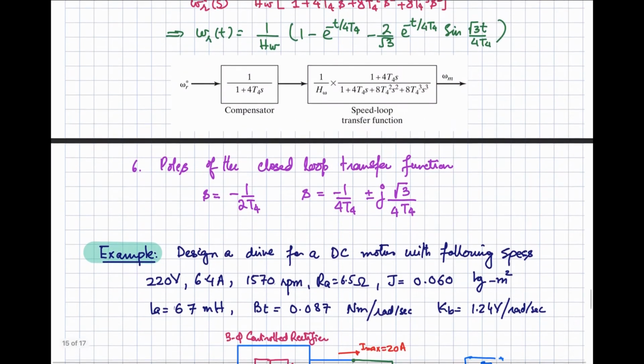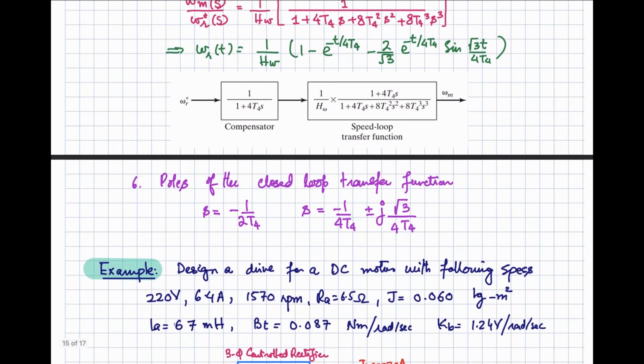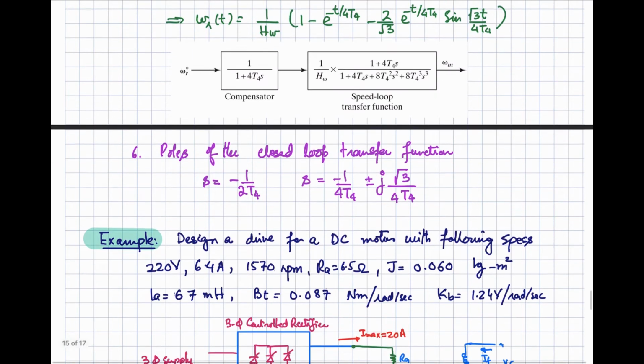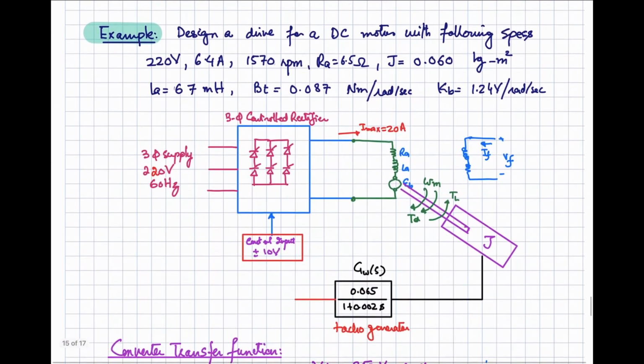Okay, and the poles of the closed loop transfer function, those that we have seen above, are these: s is equal to minus 1 by 2 T4, and s is equal to minus 1 by 4 T4 plus minus j root 3 by 4 into T4. So now let's go through an example in which all of these concepts will be clearer.